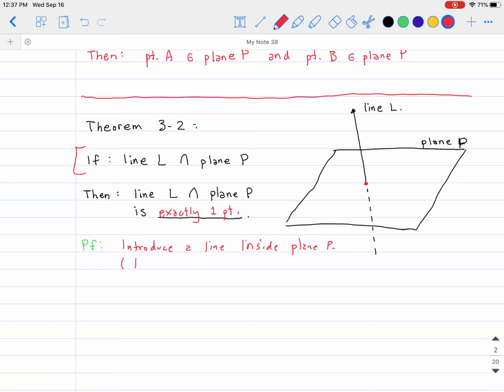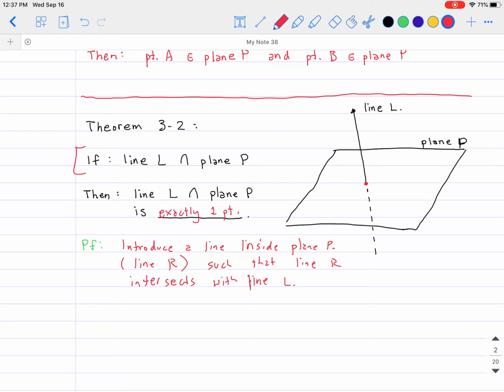Let's go ahead and give it a name. Let's say that it's called line R for right now. And I don't want to just introduce any line R. I want to make sure that line R intersects with line L. So here, introduce a line inside plane P, we'll call it line R, such that line R intersects with line L.